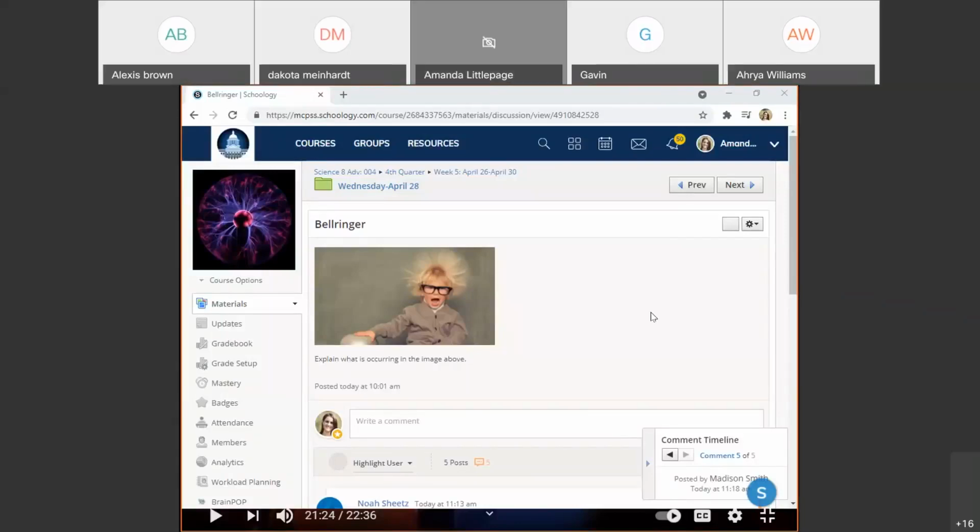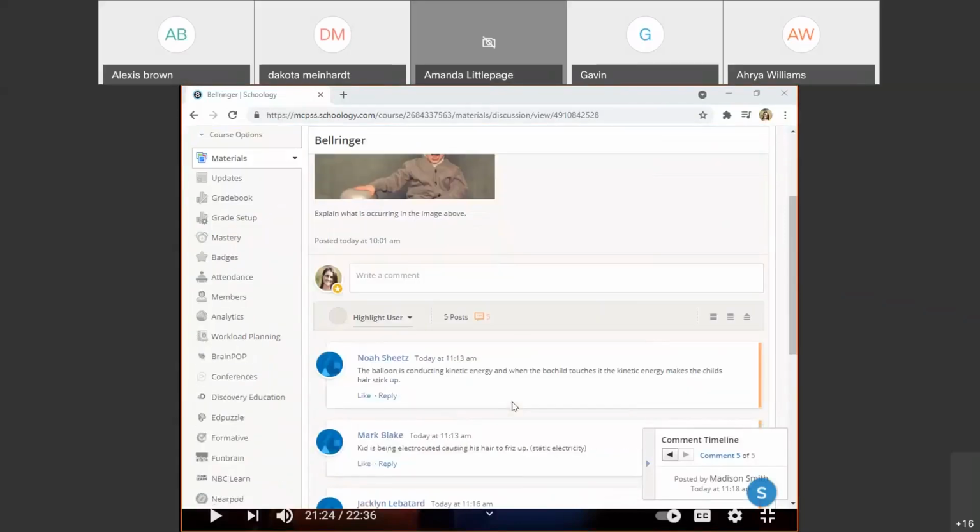Let's take a look at today's bell ringer. It says, explain what is occurring in the image above.